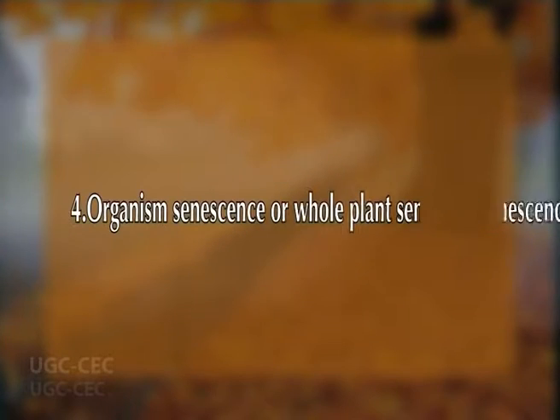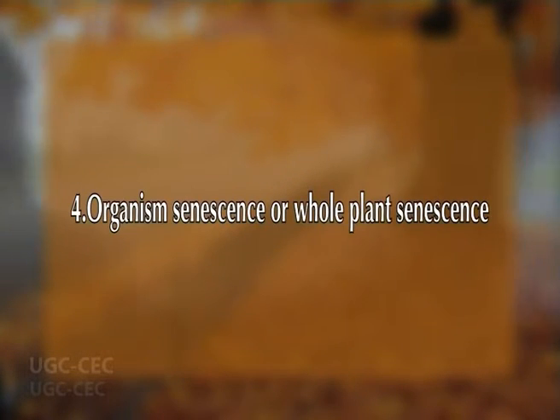The senescence of leaves and branches in response to environmental stress represents an adaptation either to reduce the water evaporative surface or to allow better light perception by the plant. Number 4, organism senescence or whole plant senescence.